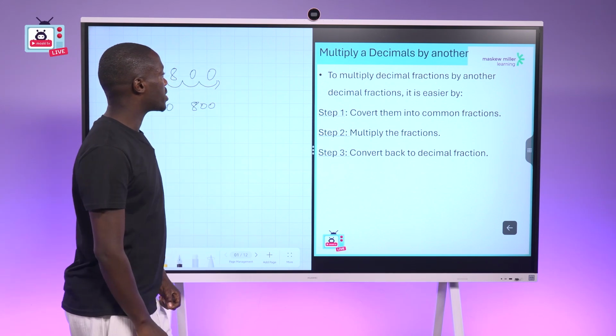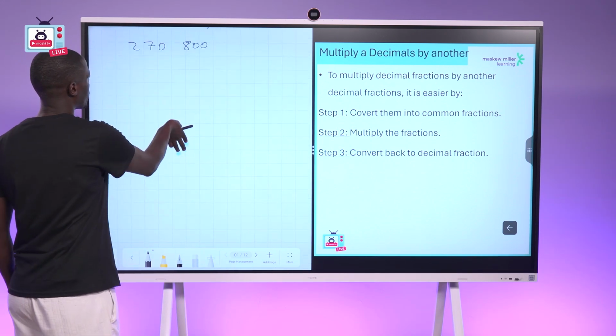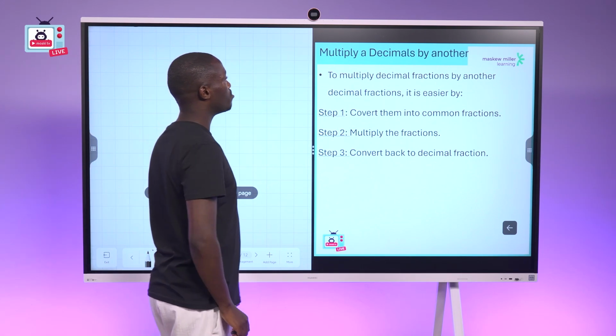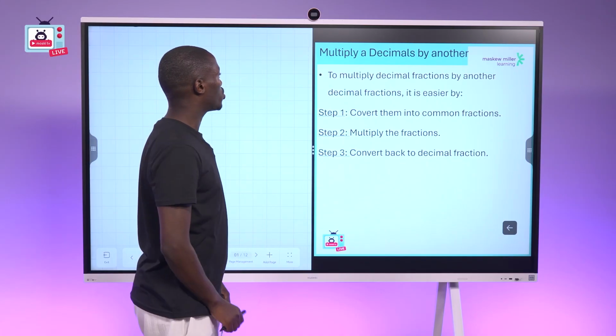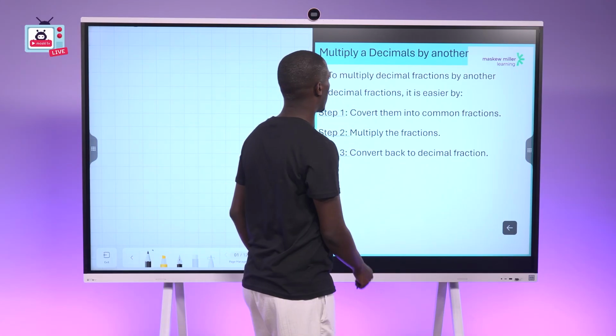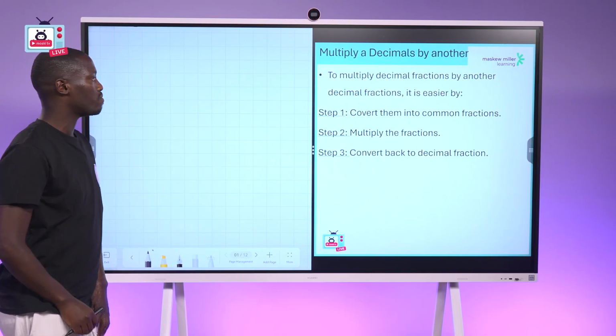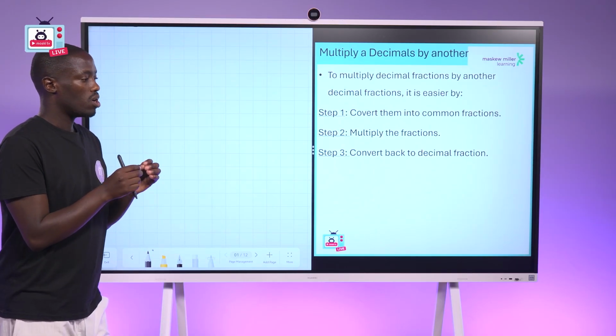Now, multiplying a decimal by another decimal. What do we do? When you want to multiply a decimal by another decimal, it is easier to just use fractions. Remember, we did fractions way back. It was nicer to multiply fractions because when you're multiplying fractions, you just multiply the numerator with the numerator and the denominator with the denominator.